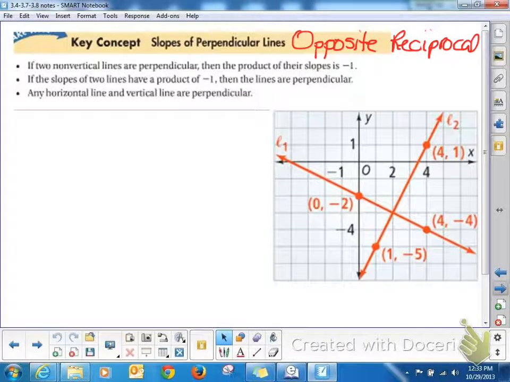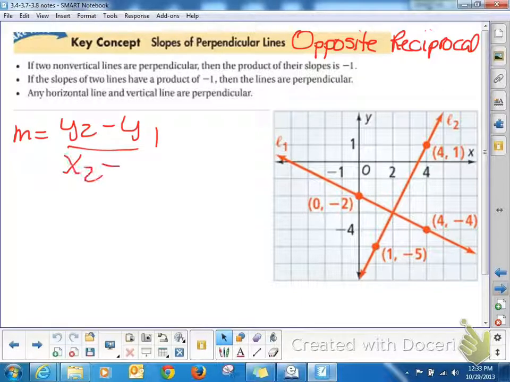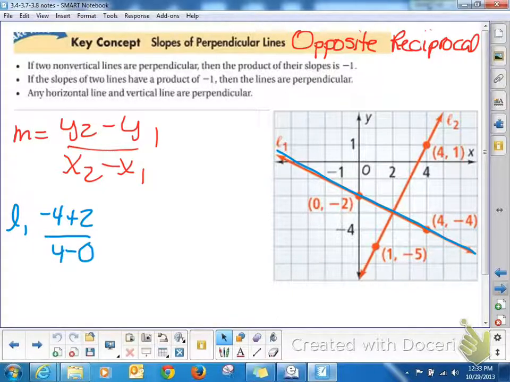Again, I can use the formula for slope, y2 minus y1 over x2 minus x1, to find the slopes of these lines. So line 1, that's this line here, it would have a slope of -4 minus -2 over 4 minus 0. So -2 over 4, which is -1/2.